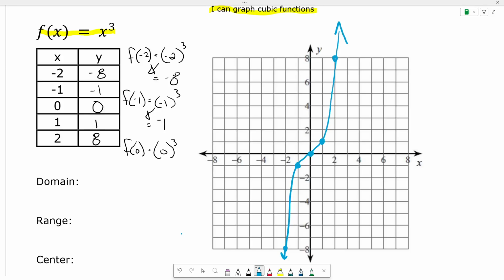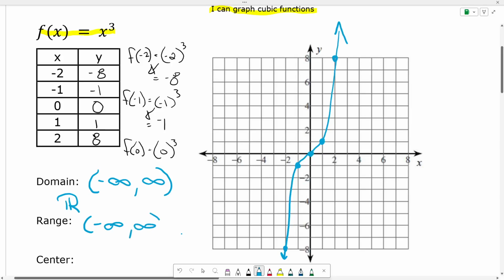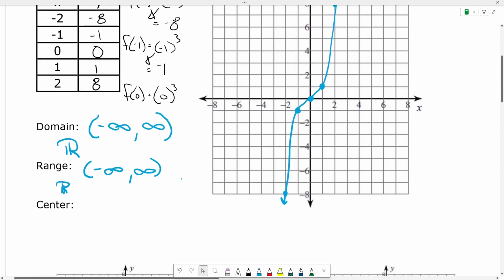So my domain, we start at negative infinity, and it goes to positive infinity. It's all real numbers. You'll also see that sometimes written like this, all real numbers. The range, again, is the same, negative infinity to positive infinity, or also all real numbers.